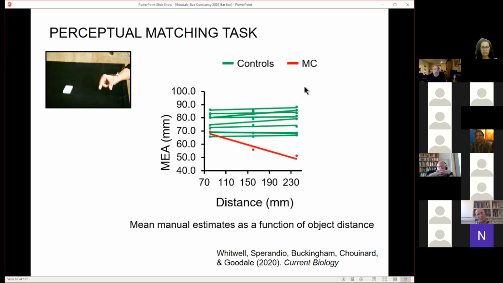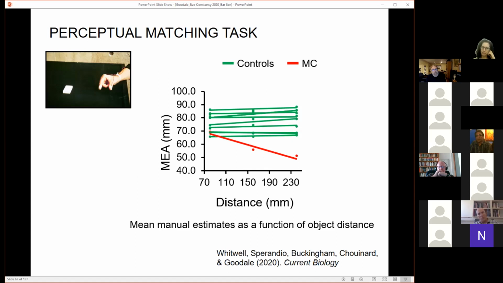And the answer is no. Although the controls show great grip constancy, opening their hand the same amount over distances from near to far, she opens her hand wider for closer objects, which of course have a larger retinal image size than objects that are further away. So this is for matching. She matches incorrectly, and actually quite reliably, to the image size, not the real world size of the object.